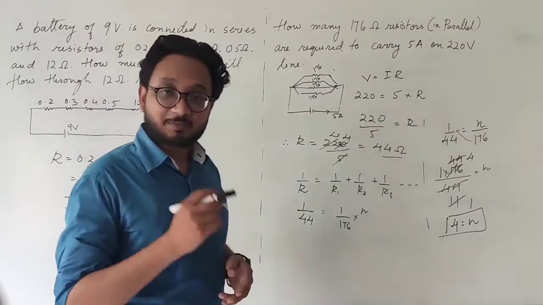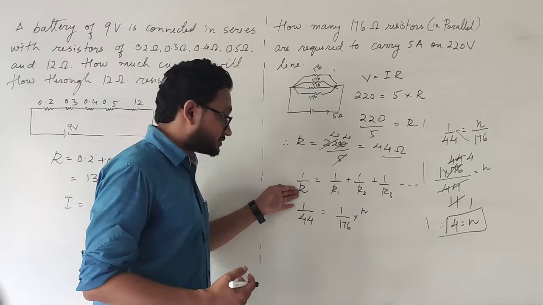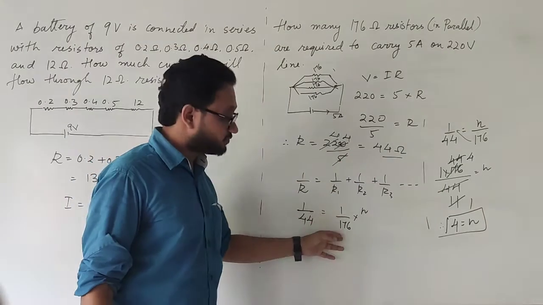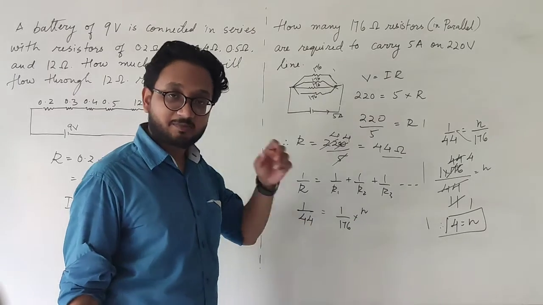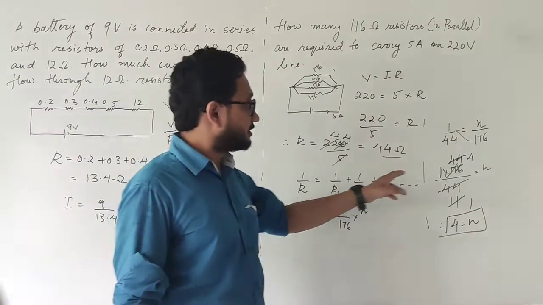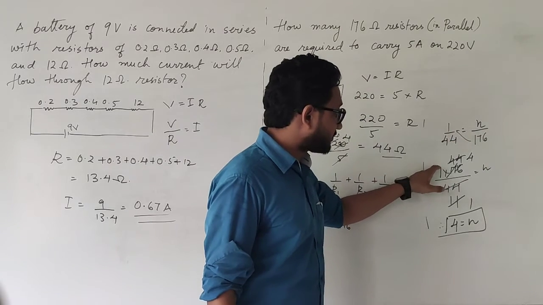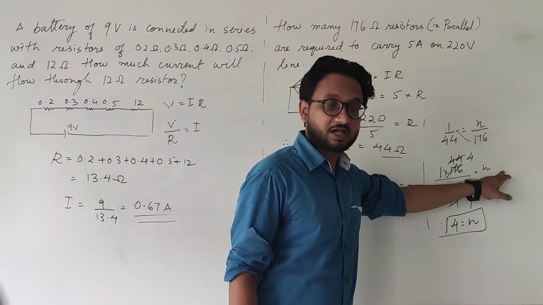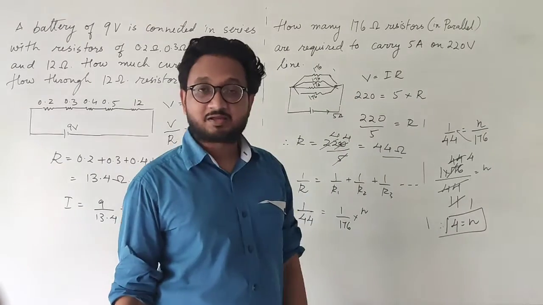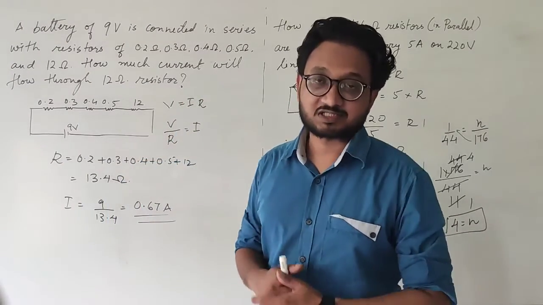It's simple mathematics, basic mathematics. So the total resistance that we found, that is 44, placed over here. 1 by 176 multiplied by n, and finding the value of n, simple cross multiplication. 176 in the numerator, so 176 by 44 equals n. Solving this, we get the answer 4 is equal to n. That means we require 4 resistors.